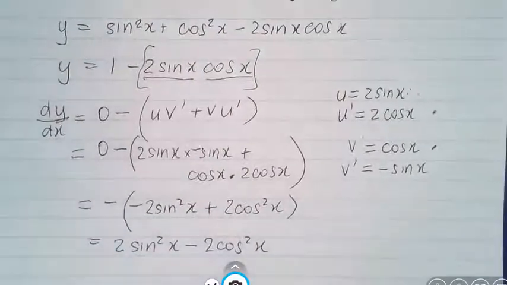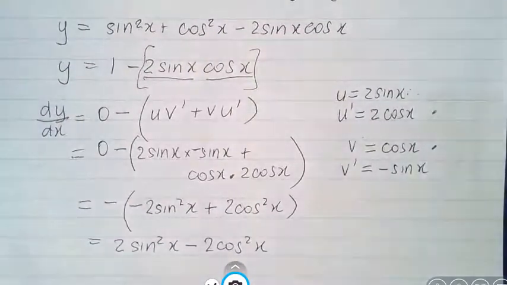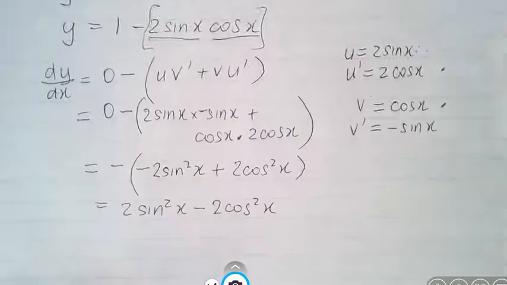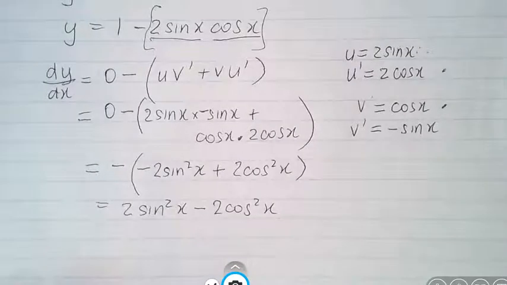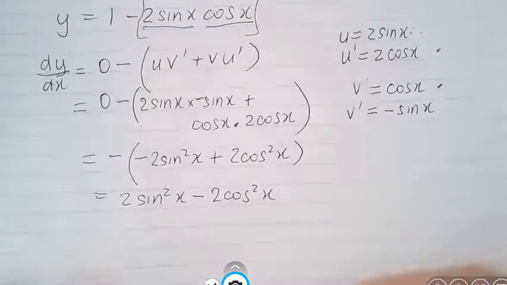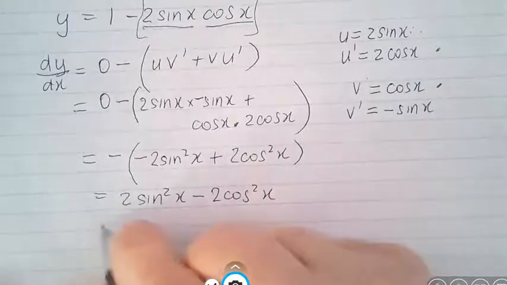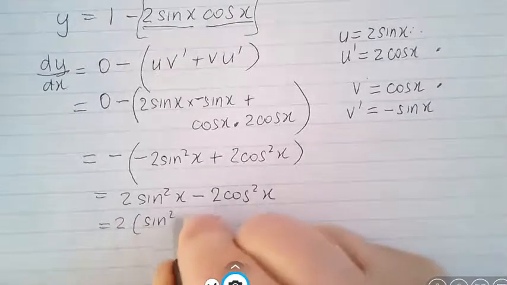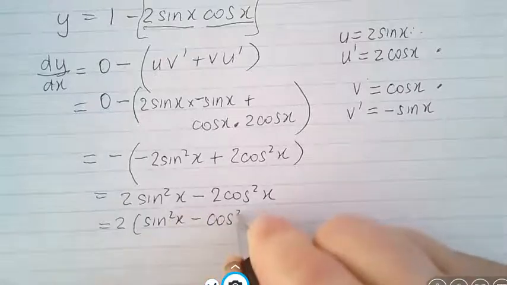Now, it's extension 1 is where they do a rule for sine squared minus or cos squared minus sine squared. You don't know that rule. So you would just leave it like that. You could pull the 2 out if you want. But you can't simplify that.